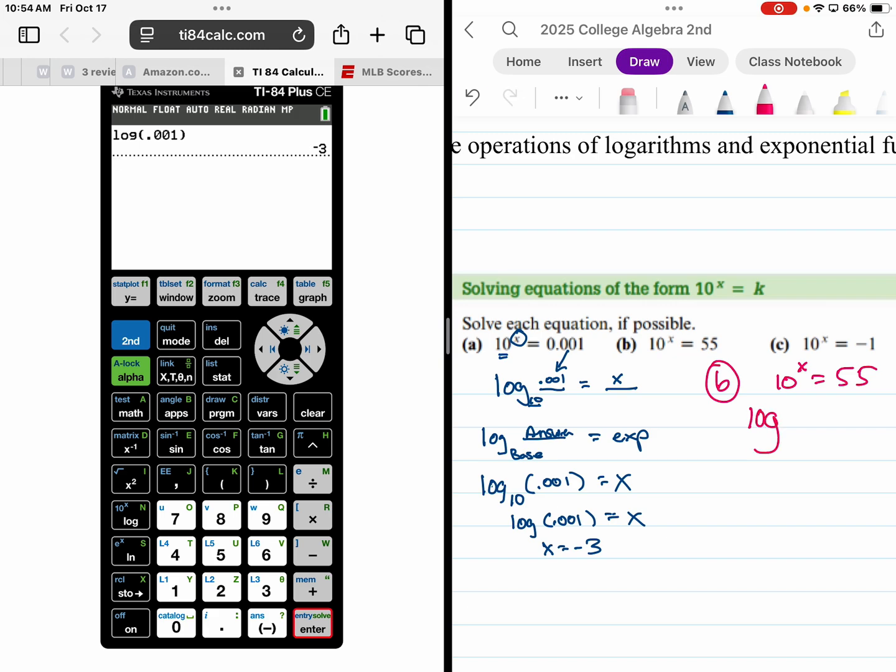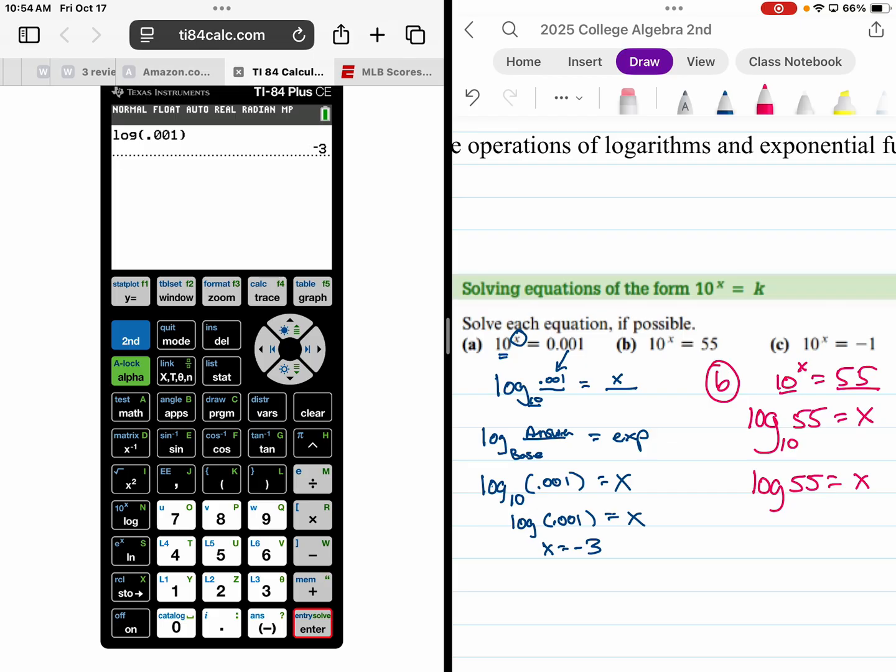Log, my base is 10. The answer goes next, and then the exponent goes after the equal sign. And then now I can go to the calculator. Remember, we don't have to type in base 10. There is a way when it changes that we can do it, and that's in another lesson.